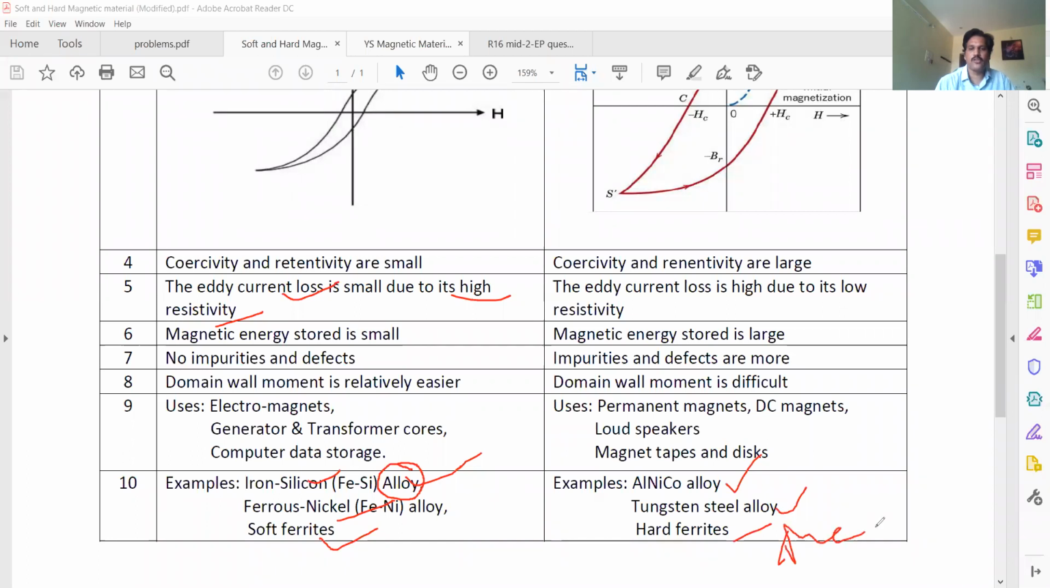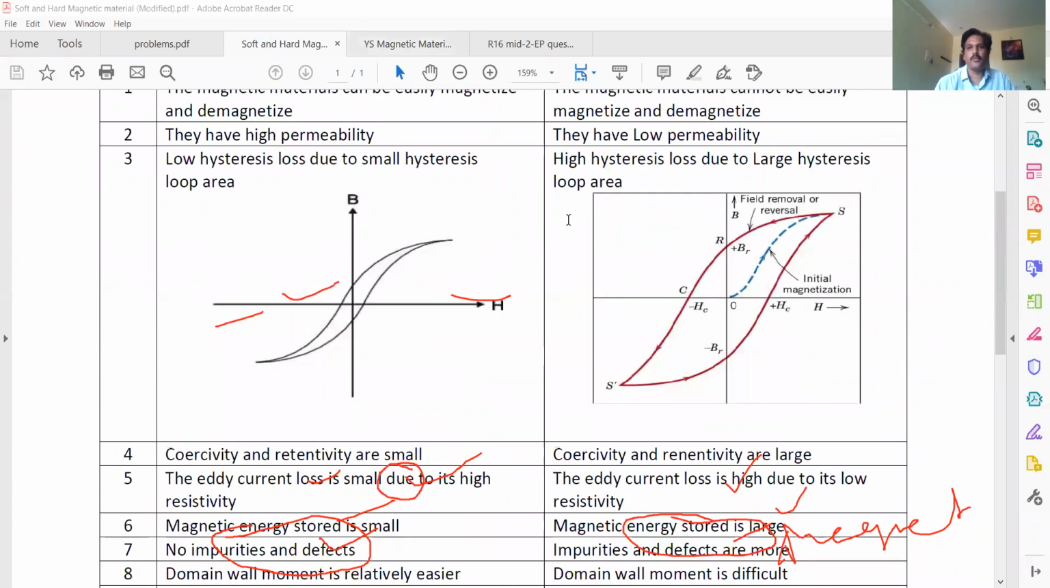So a magnetic storage device, RAM, uses hard ferrites. For small storage devices, we use soft ferrites. Computer industries always use hard ferrites because they have to store a lot of data. These are hard ferrites; these are soft ferrites. Alnico is the best example for a permanent magnet. Tungsten steel, chromium steel are examples of hard magnetic materials. If you observe these differences, one is quite opposite to the other. If you remember one, the other is the opposite.